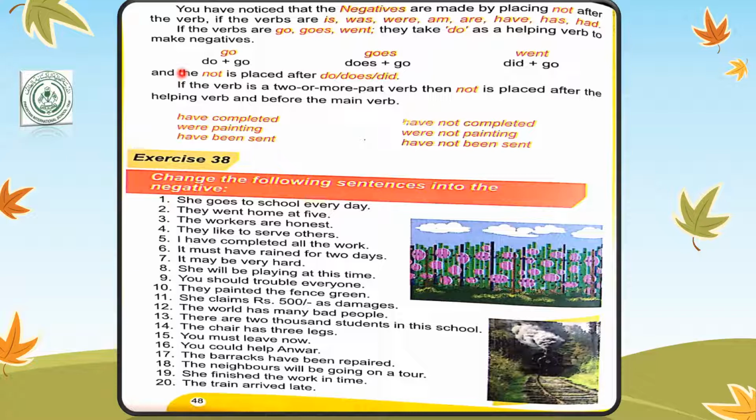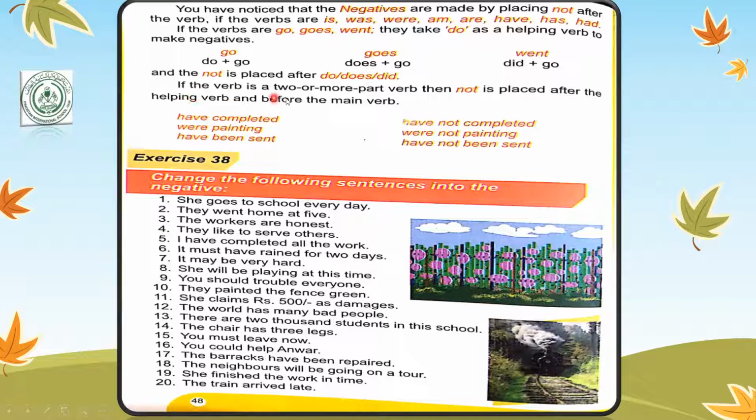Just after this, if the verbs are is, was, were, am, or have, has, had, we put not after them. If the verbs are go, goes, went, they take do as a helping verb to make negatives. If they have verbs like this, they get does as well. Like go, do plus go, does plus go, went, did plus go. Now here you can say go, goes, and went. The go and goes both are present tense, and went is the past tense. And then not is placed after do, does, or did.